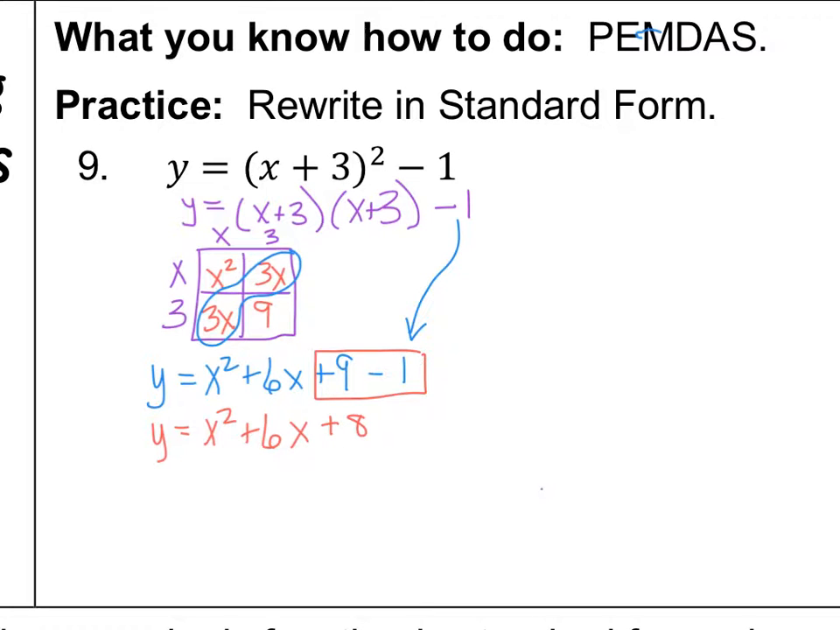Okay, so on number 9, I went ahead and squared my x plus 3 using my area model. Then I went ahead and brought down my -1. That gave me my like terms. When I combined them, there was my answer.